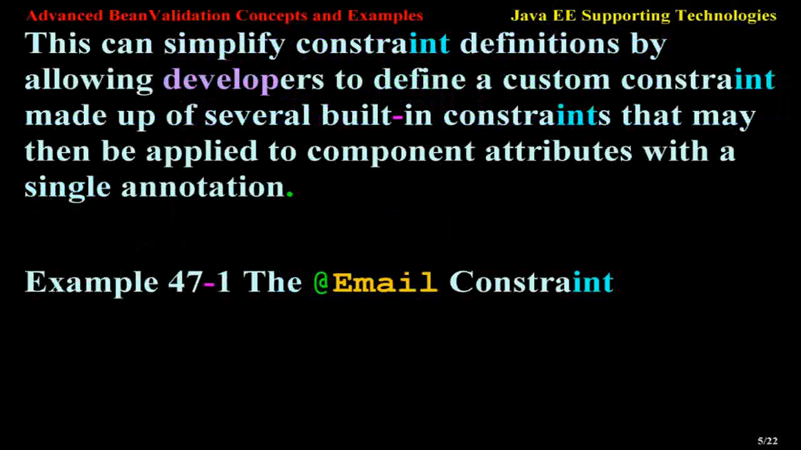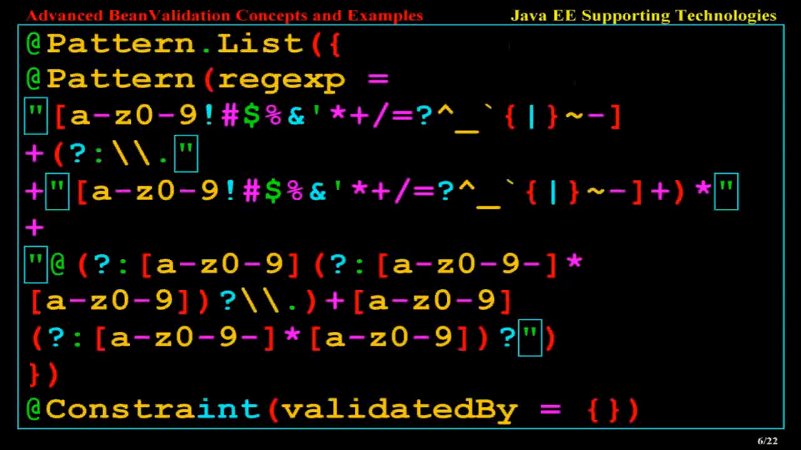Example 47-1. The email constraint. @Pattern.List, @Pattern regexp equal a-z0-9, and plus, equal plus, a-z0-9, and plus, equal plus, a-z0-9, a-z0-9, plus a-z0-9. @Constraint validated by equal.